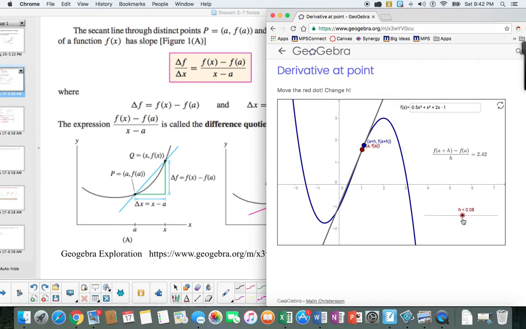But if I move it across just a little bit so that there is some h, you can see that tangent. And if you want to play around with this, go to the site right here, and you can take a look at other places on the curve, and again play around with the h so that you can see these tangents.